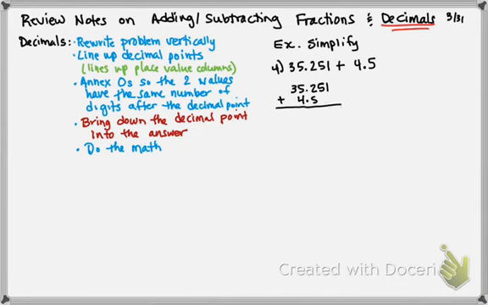Now notice how the top number has more digits than the bottom number, so I'm just going to annex those zeros so that it makes the math easier. So then I bring down the decimal point and then I do the math. 1 plus 0 is 1. 5 plus 0 is 5. 2 plus 5 is 7. 4 plus 5 is 9. And 3 plus nothing is 3. So my answer is 39 and 751 thousandths. Phew! All right, let's just do one subtraction problem.